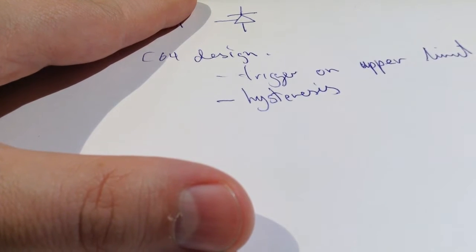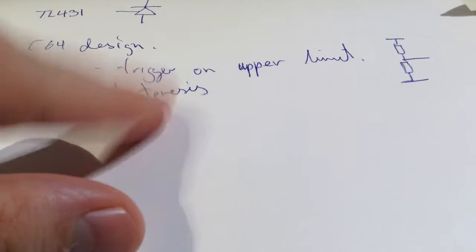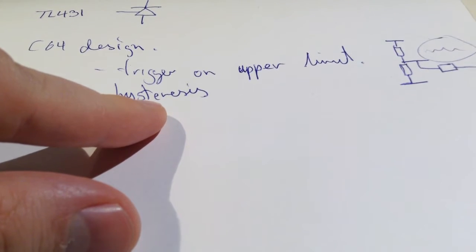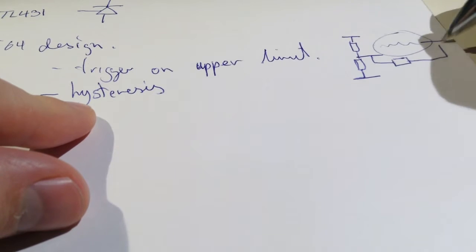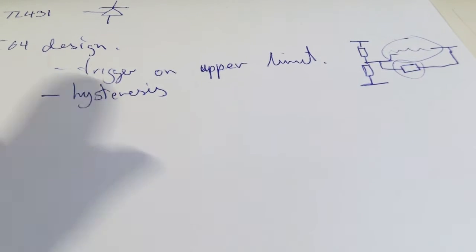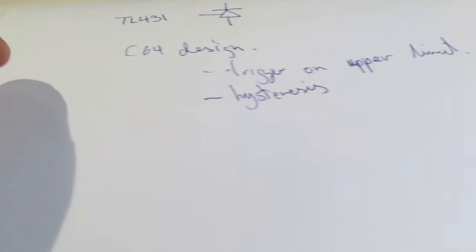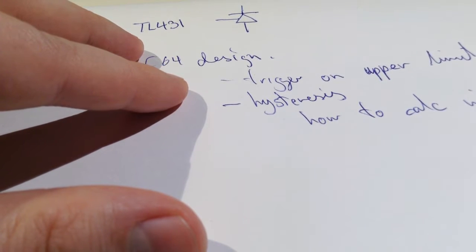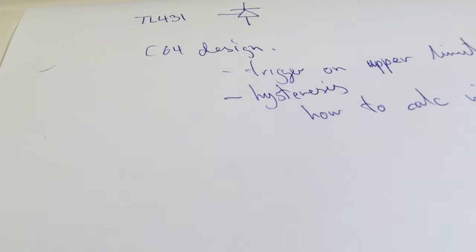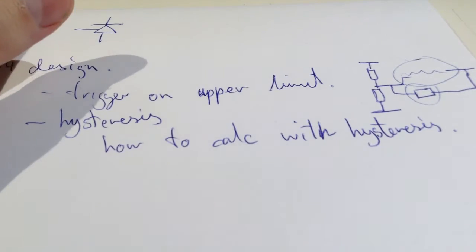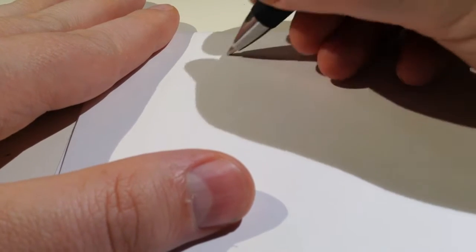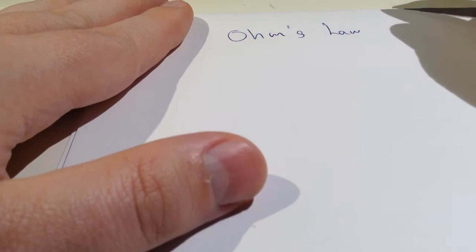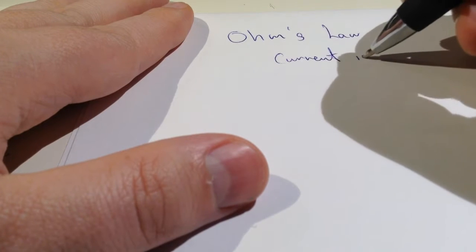So the design is that it triggers on the upper limit using a voltage divider, and as you can see, now we are adding a feedback here to have a hysteresis, such that when the output changes, the reference, or the trip point, will also change, such that we circumvent noise, so we don't get unreliable operation. So let's look at Ohm's law.